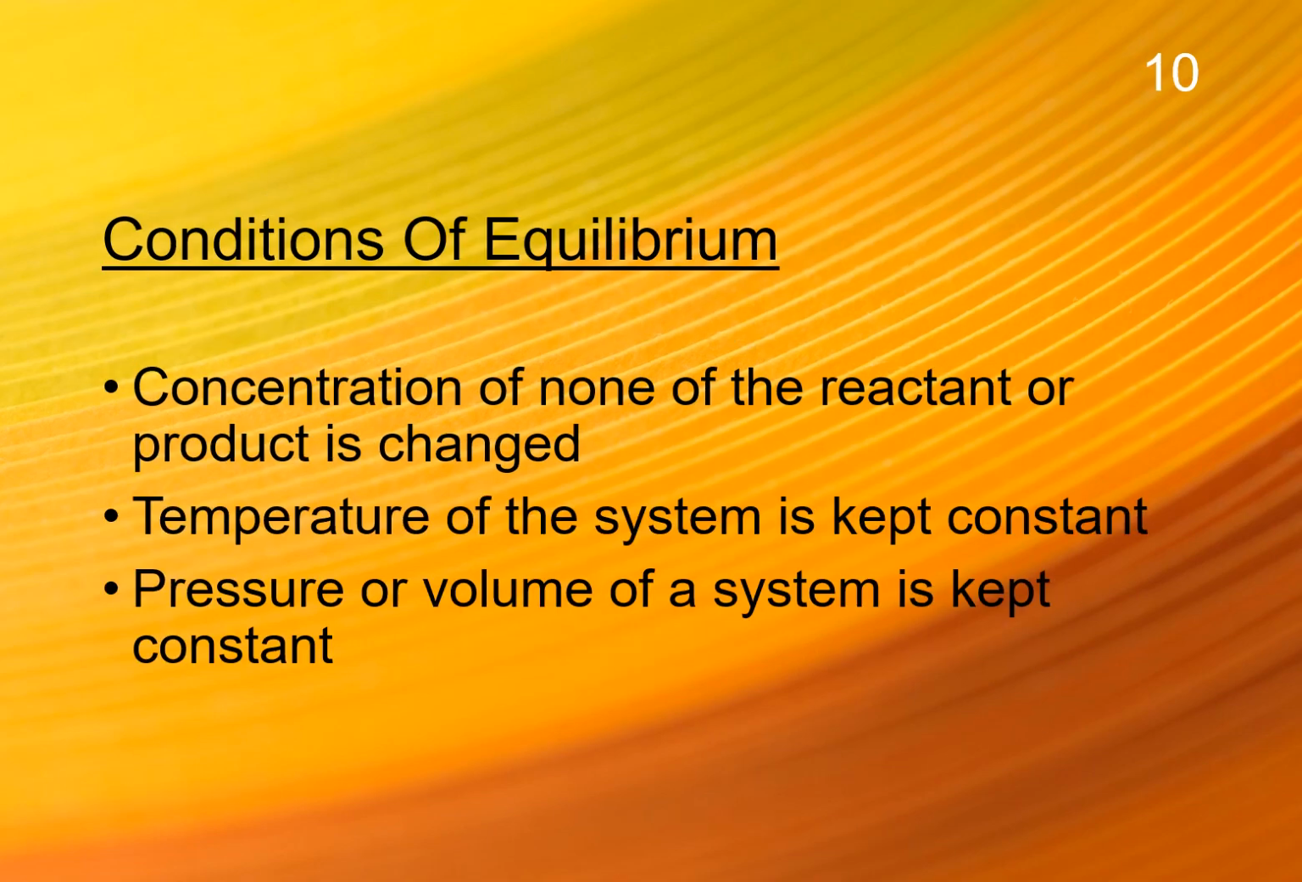Now students, conditions of equilibrium. There are some conditions for the equilibrium state in a balanced chemical equation. Number 1, the concentration of none of the reactants or products is changing. Number 2, the temperature of the system is kept constant. Number 3, the pressure or the volume of the system is kept constant.